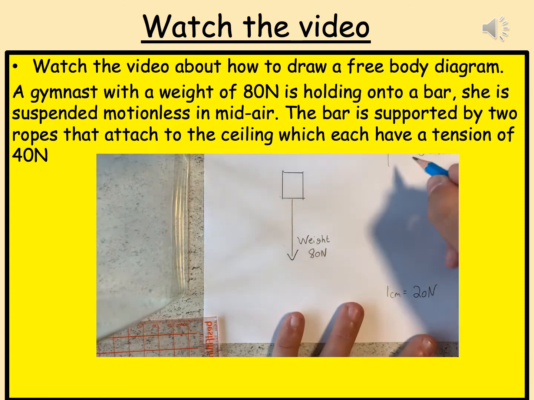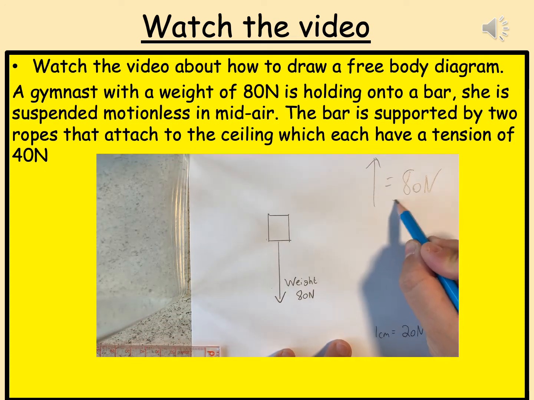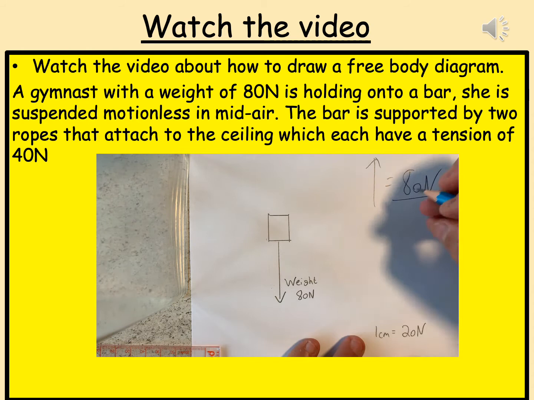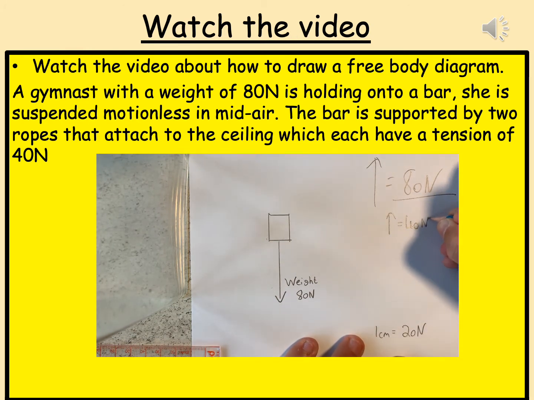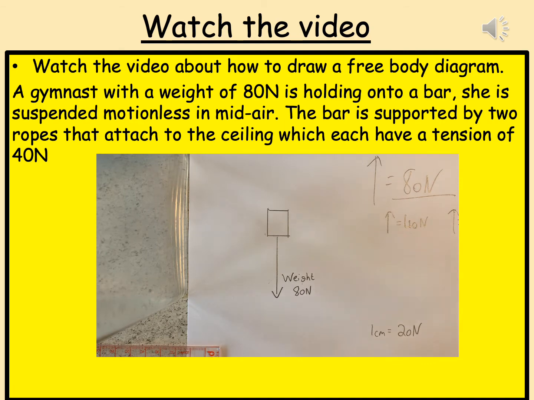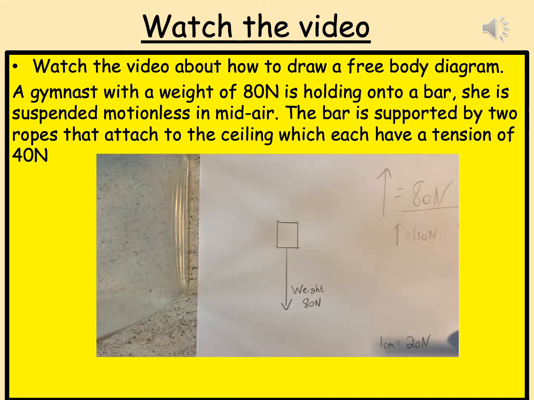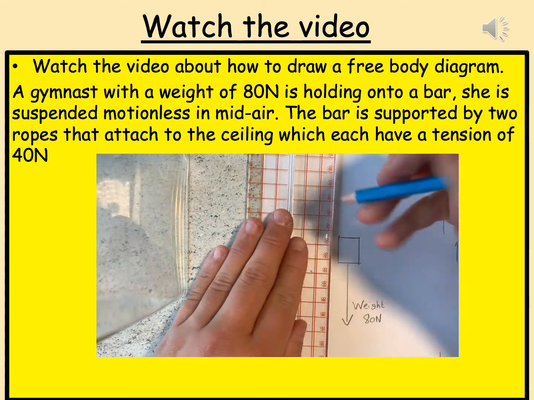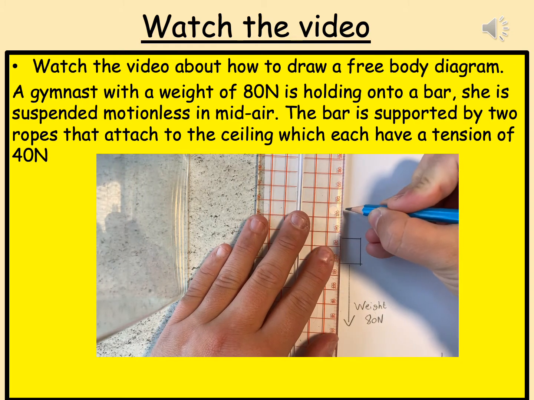So that means, because I know my total force at the top must be 80 newtons, each force moving upwards must have a value of 40 newtons. Now, as this is a force within a rope holding any object, we refer to that force as tension. So I'm going to draw my 2 tension forces on my free body diagram.